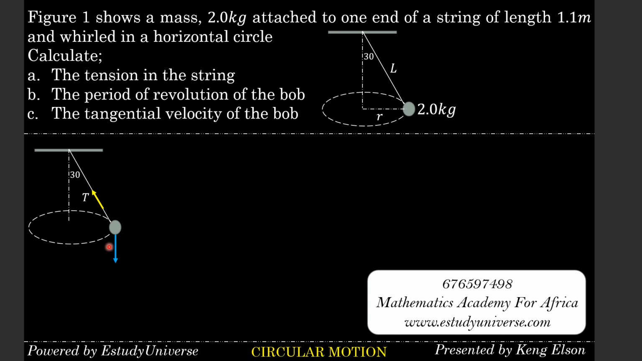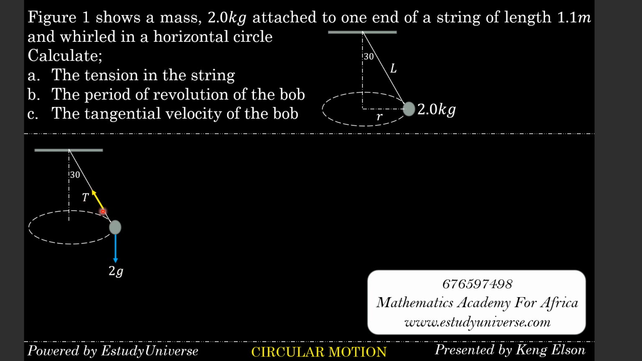Before going to the components in the vertical and horizontal direction, we first of all have the weight of the ball, or the weight of the mass, which is mg. Since m is 2 kilograms, the weight is going to be 2g. This g represents the acceleration due to gravity, which in this case you are going to use 9.8 if needed. Alright, so we have the weight as 2g.